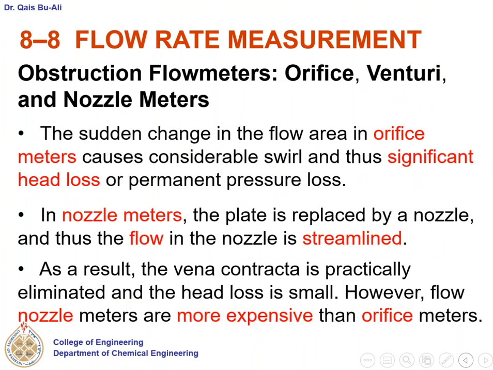Okay, let me go through this slide with you. I just want to change the color. The sudden change in the flow area in the orifice meters causes considerable swirl and thus significant head loss or permanent pressure drop. In nozzle meters, the plate is replaced by a nozzle and thus the flow in the nozzle is streamlined. This is what I have just said. As a result, the vena contracta is practically eliminated and the head loss is small.